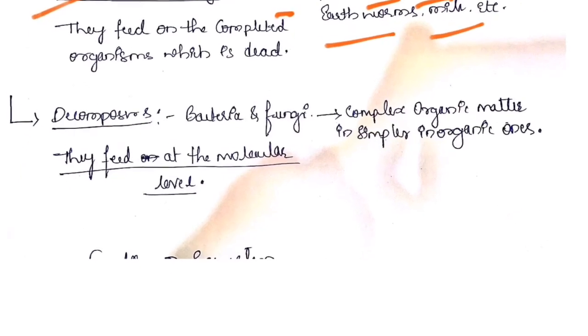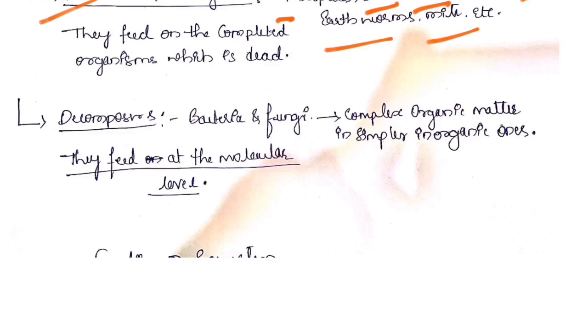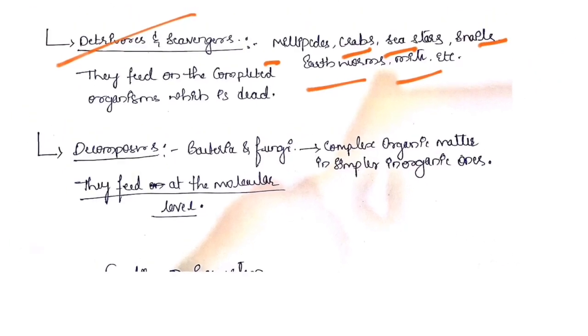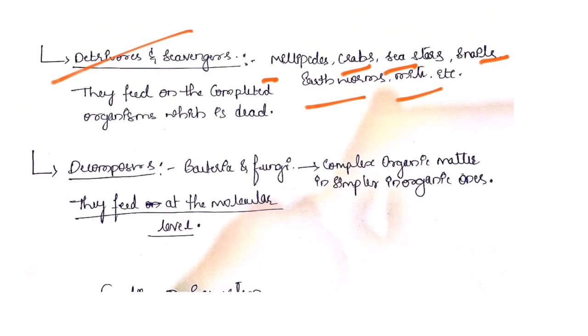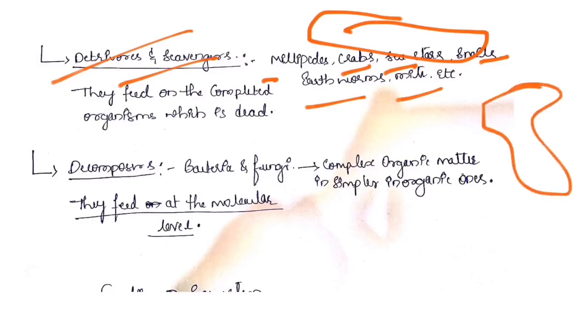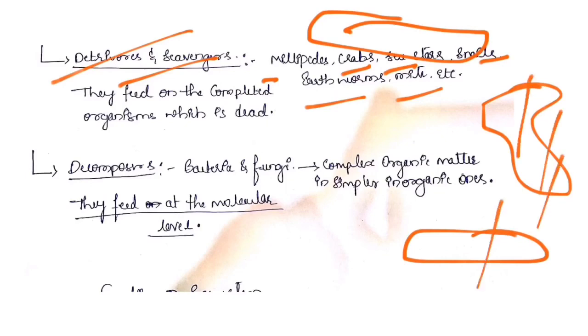And the next one is decomposers. Decomposers, as the name suggests, are all the microorganisms, bacteria and fungi, which convert the complex food material into simple inorganic ones. Here, the detritivores or scavengers feed on the complete organism. If any leaf has fallen, or any animal has died, they go and feed directly on parts of the animals. Whereas decomposers feed at the molecular level.